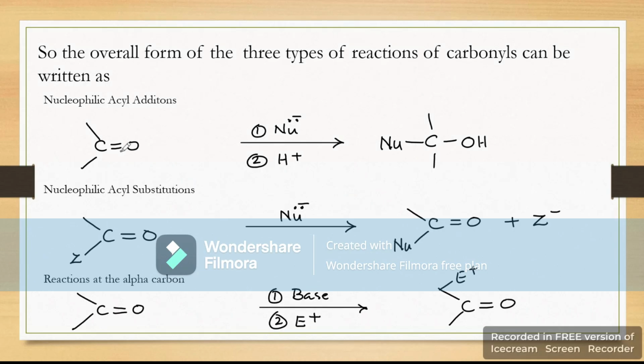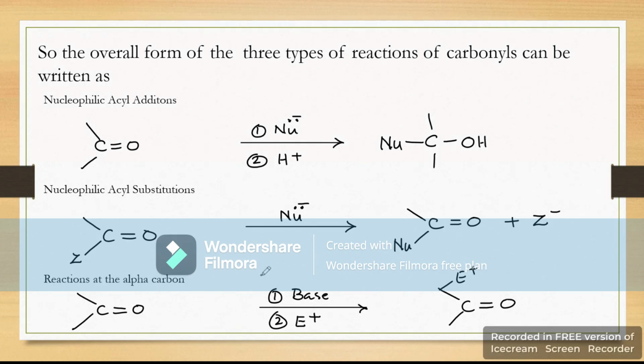So here are the three types of reactions in their overall form. The nucleophilic acyl addition, where you have the carbonyl compound reacting with a nucleophile. The nucleophile attacks the carbon and makes a new bond there, and this moves here, and then the negative oxygen takes up a proton and you get the final product. This is what happens in nucleophilic acyl addition.